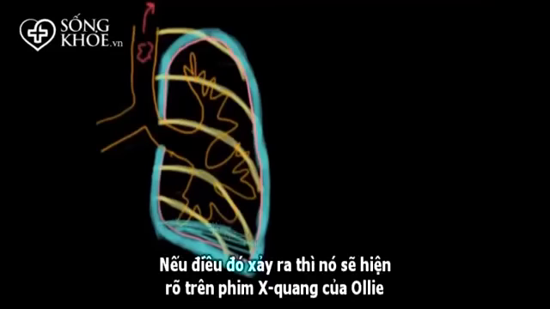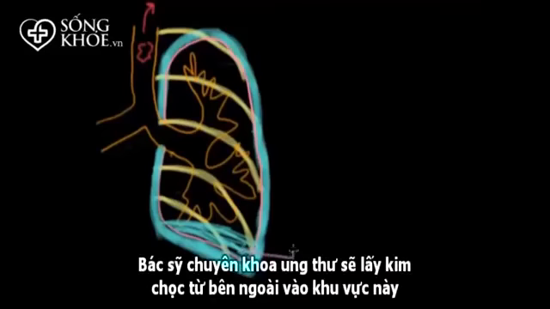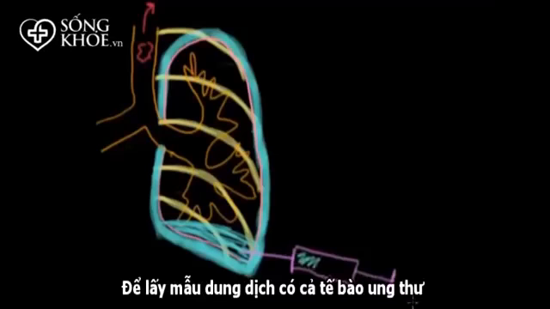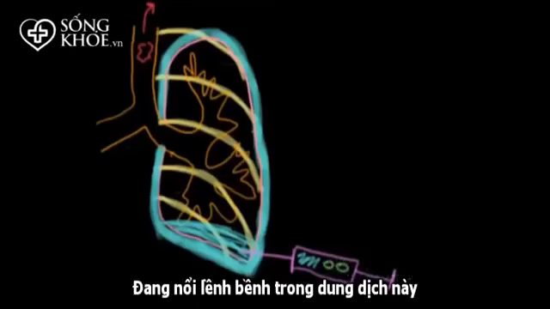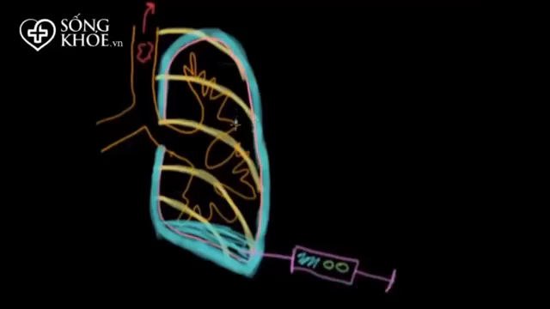And if this happens, it would be visible on Ollie's x-ray, because where lung tissue used to be, it's now being covered by this fluid. And an oncologist may decide to pass a needle from the outside of the body into this space and take a sample of the fluid, including the cancer cells, which would be floating around in it. But let's say Ollie doesn't have pleural effusion.